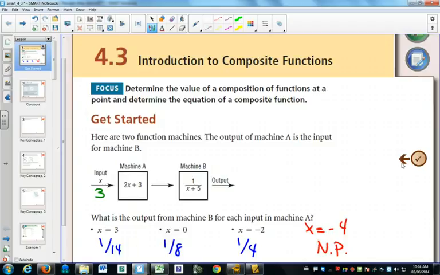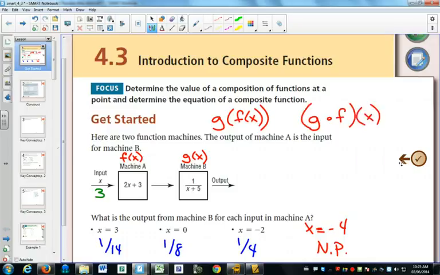So this is what a composite function is: having one thing happen first and then doing another thing after it. What this looks like is, if we call this one function f of x and this another function g of x, what we have done is this, g of f of x. And it's sometimes written that way, and it's sometimes written that way.